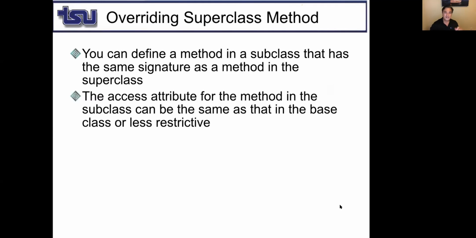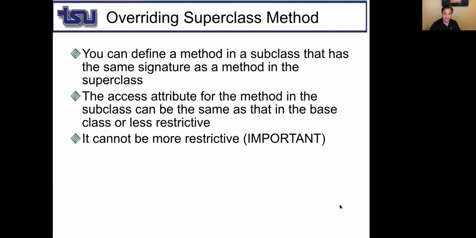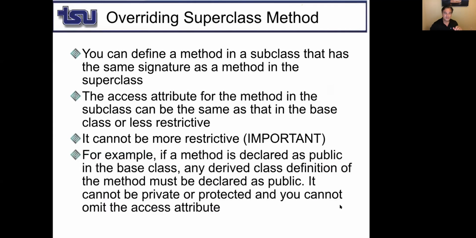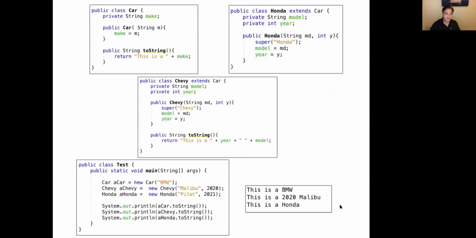Additionally, the access identifier in the subclass will be either the same as in the superclass or less restrictive. It cannot be more restrictive. That means, for example, if you have a method which is public in the superclass, in any subclass, that method must be public because there is nothing less restrictive than public. Let's talk with examples. We'll understand better.